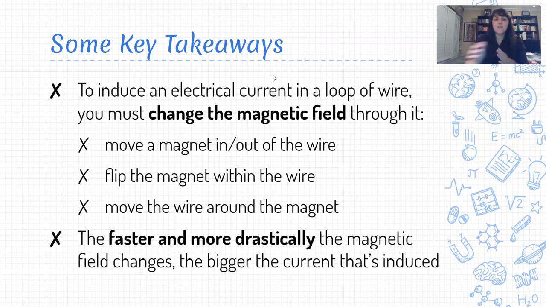All right? And the faster and more dramatically and more drastically that magnetic field changes, the bigger the current is going to be. So that could mean moving your magnet faster. It could mean using a stronger magnet so that any movement creates a bigger change. It could mean using a solenoid with more coils in it, because then there's more coils there to sort of be picking up on that change in the magnetic field, and that produces a bigger current as well. So lots of different ways that we can try amplifying that current.